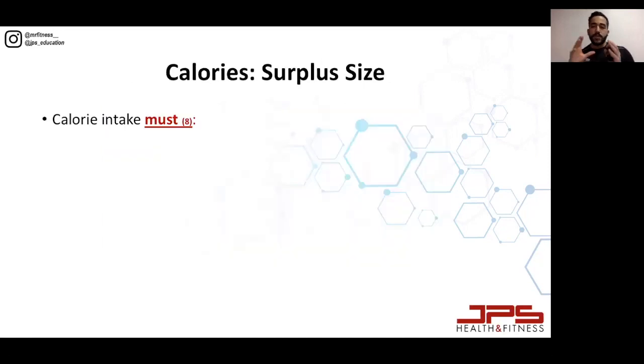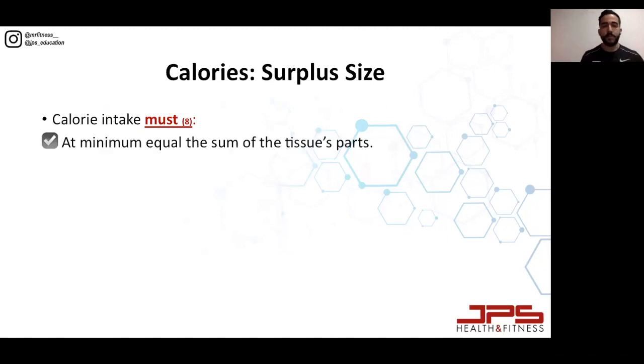Now, when it comes to the size of the surplus, we've established a calorie surplus is important. How do we establish the size of the surplus? Well, calorie intake must abide by a few rules. Okay? And these are rules. So at minimum, it must equal the sum of the tissue's parts.